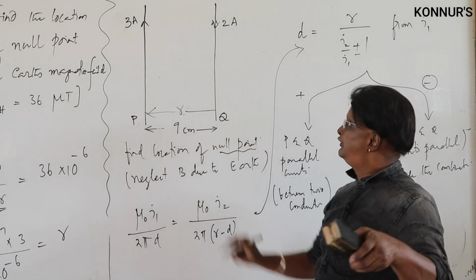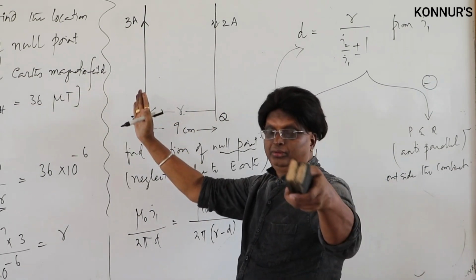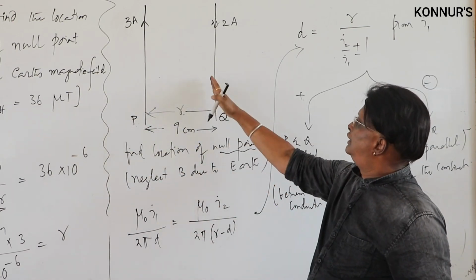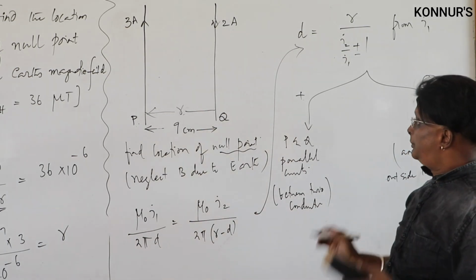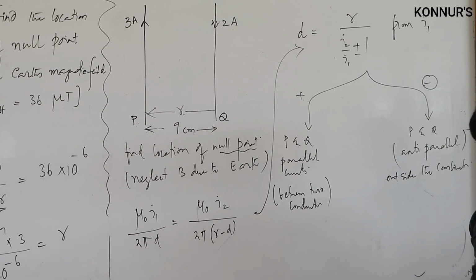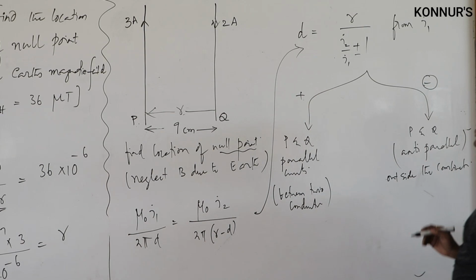Outside means either to the left of P or to the right of Q, according to you, I am telling you, right? So now the point is that earlier we have told the null point is always closer to the conductor which carries a smaller current. Therefore, if you get the answer, let me substitute and show you.